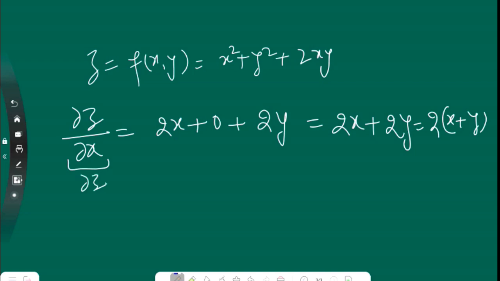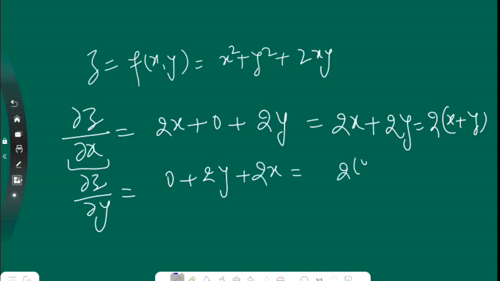Now del z upon del y, same, the x square remains constant, so it's 0, and y square gives 2y, and 2xy gives 2x, same, 2(y plus x).